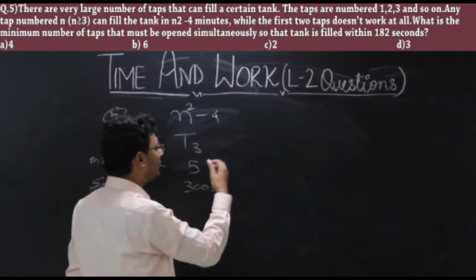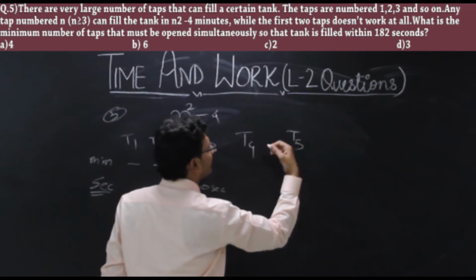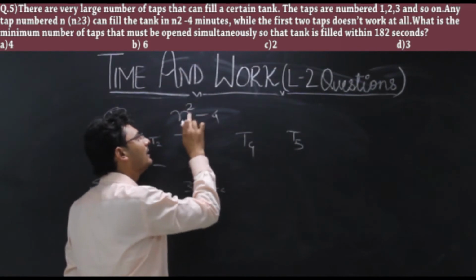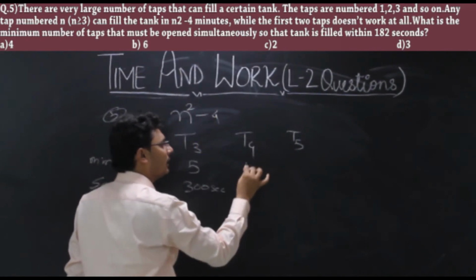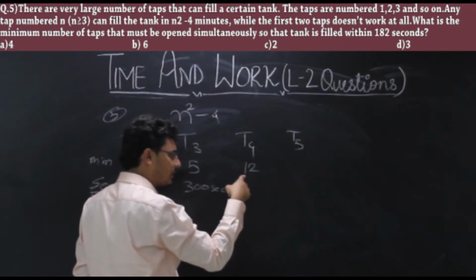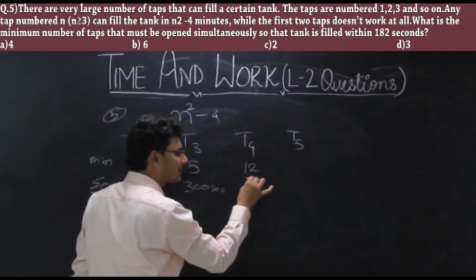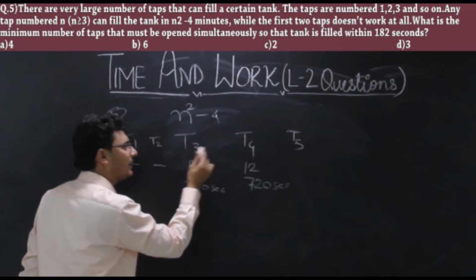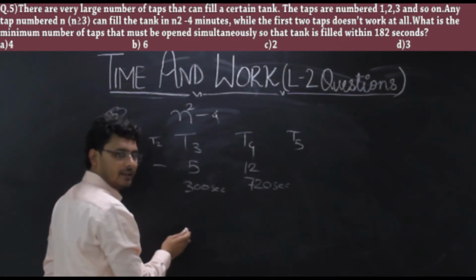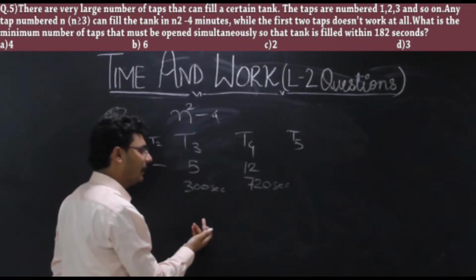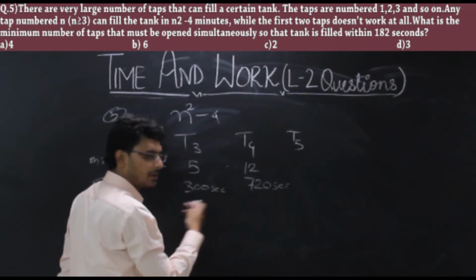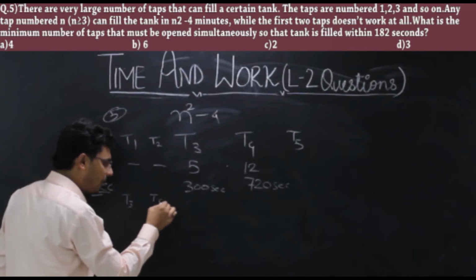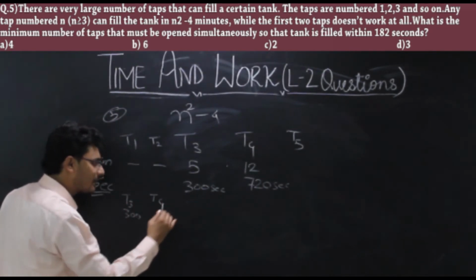As he is asking to fill the tank under 182 seconds, obviously tap 3 alone would not do. I need to get, let's say, tap 4, tap 5. So tap 4 time would be nothing but 4 square is 16, 16 minus 4 is 12. This is in minutes, so in seconds it will be 12 into 60, 720 seconds. If I take tap 3 and tap 4, how much time will it take? This is a fresh question as it is, where A takes this much time, B takes this much time, in how much time will they together take. So tap 3 and tap 4, if this takes 300, this takes 720.